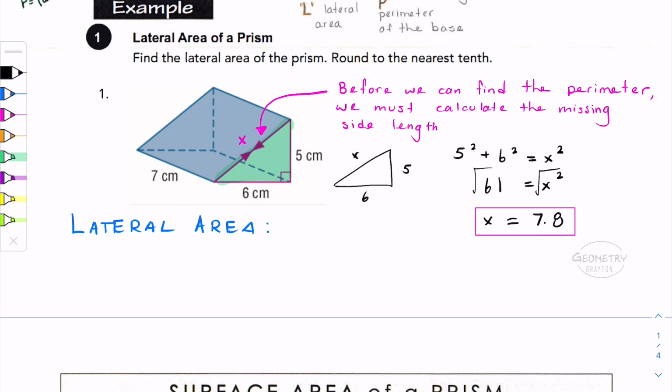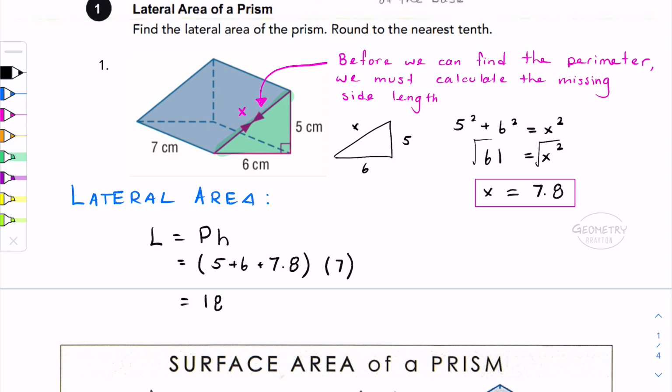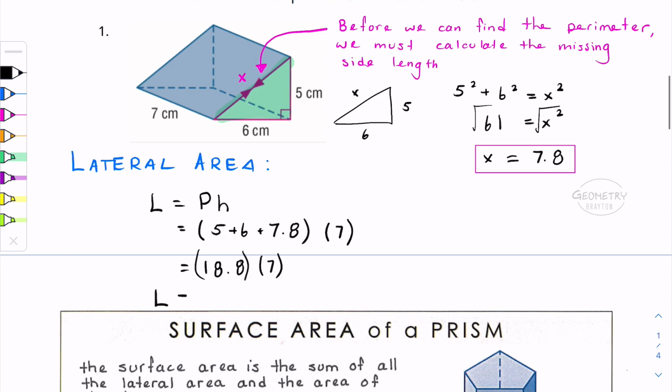So when we find the lateral area, we're going to use the equation perimeter times height. The perimeter of the base is 5 plus 6 plus what we just calculated, 7.8. And the height of this figure is 7. When I add my perimeter together, I have 18.8 multiplied by 7. And that gives me a lateral area of 131.6 square centimeters. This would be my solution for the lateral area of this triangular prism.